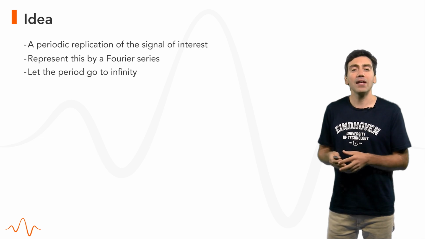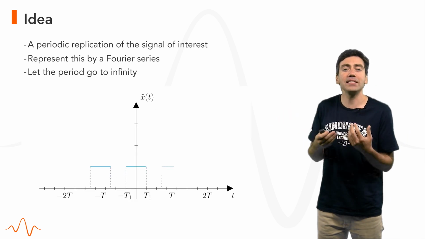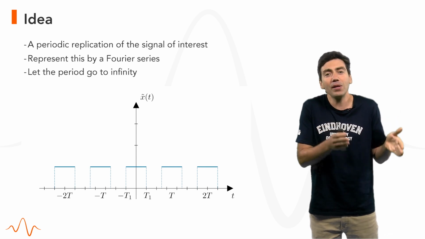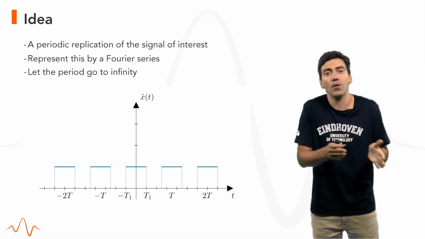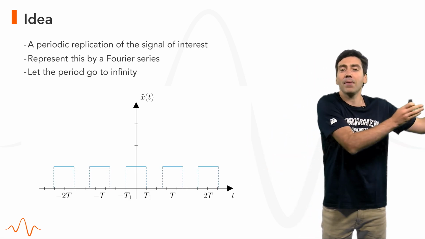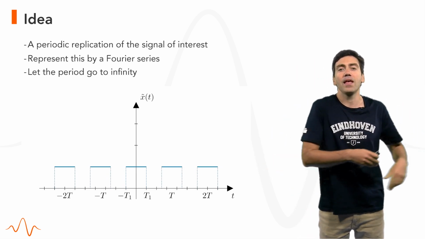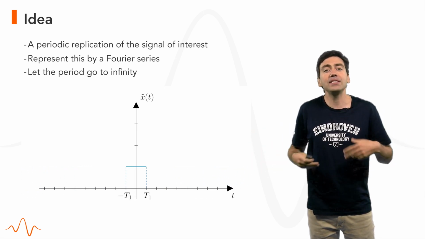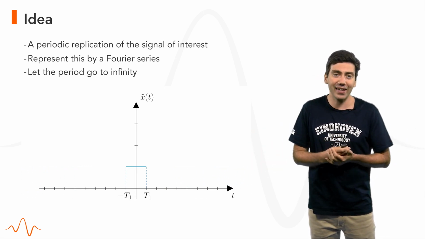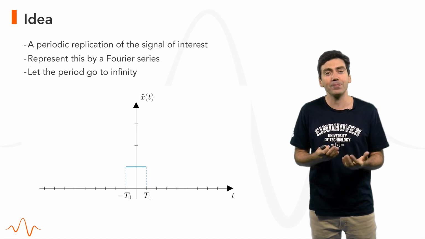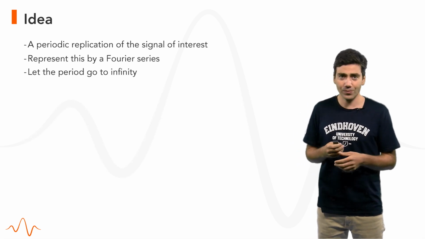Say, for example, for this rectangular wave, we can simply pick a sufficiently large period capital T and periodically replicate the rectangular signal around capital T over 2, minus capital T over 2. And then we let capital T go to infinity, and we see what happens to the Fourier coefficients of the periodic replication x tilde. This is the plan for now.